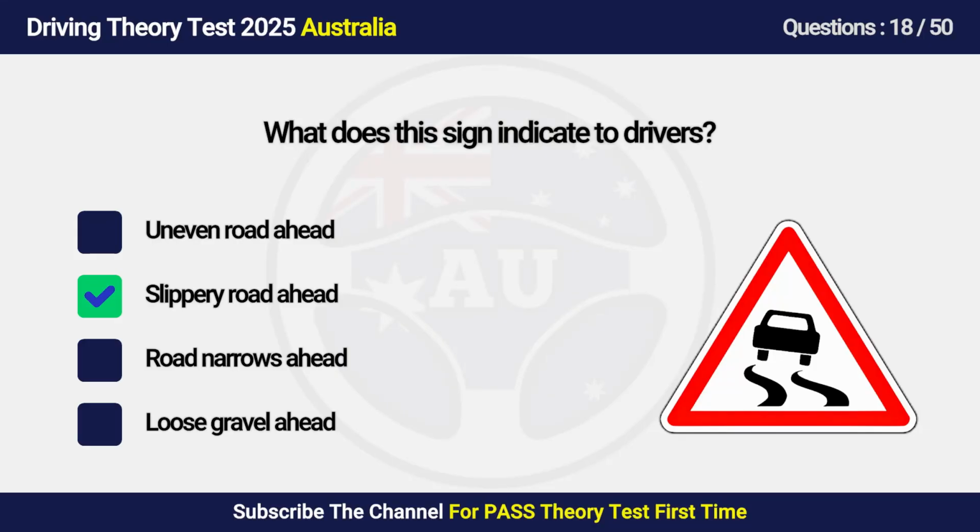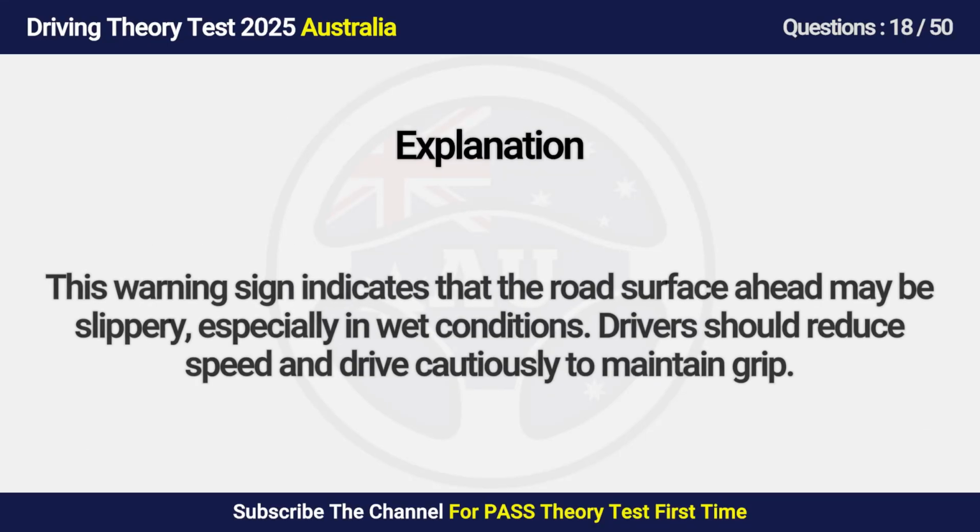Answer is B, slippery road ahead. This warning sign indicates that the road surface ahead may be slippery, especially in wet conditions. Drivers should reduce speed and drive cautiously to maintain grip.